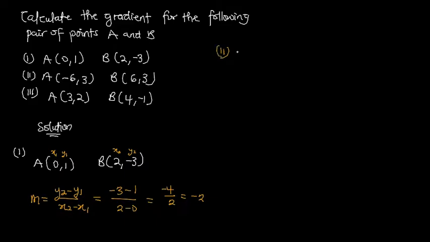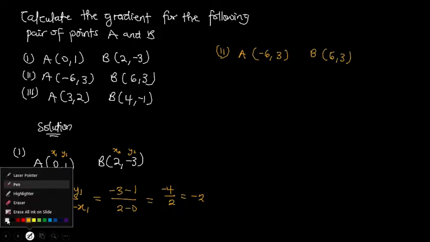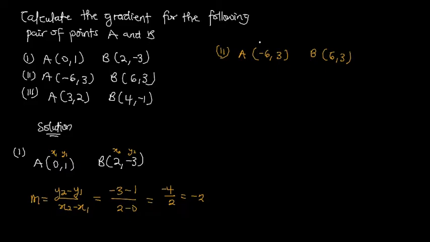Now let's look at the second one. So as usual, I'll write my points, A (-6, 3). I write my B, (6, 3). Now because I don't want to be confused as to what is my x1 and y1, I label them. So the first point will be x1, y1, then x2, y2. Then I can go ahead and write my gradient formula. M is equal to y2 minus y1 over x2 minus x1.